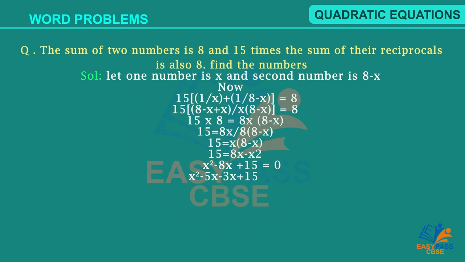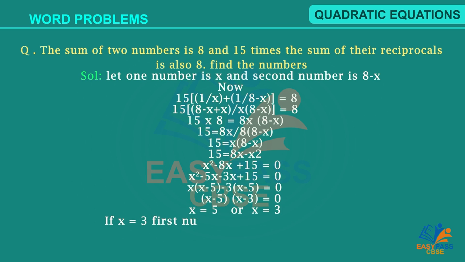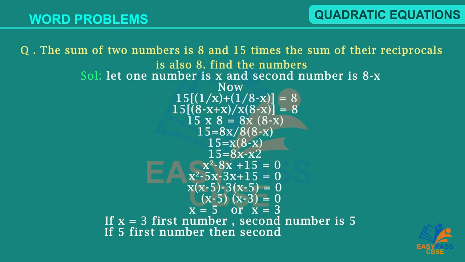If we simplify, we get x square minus 8x plus 15 equal to 0, or x is equal to 3 or x is equal to 5. If x is equal to 3, the second number is 5. If the first number is 5, the second number is 3. Therefore, the numbers are 3 and 5.